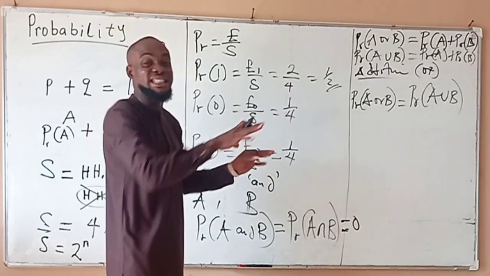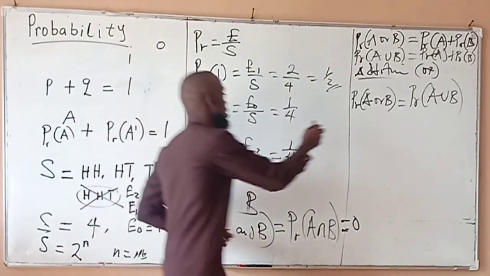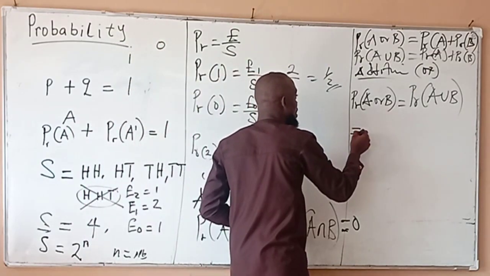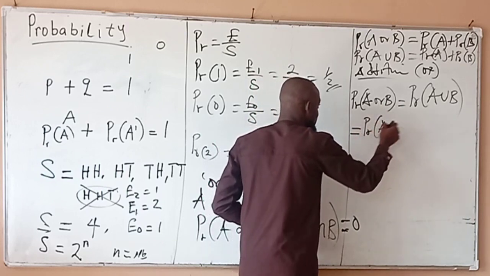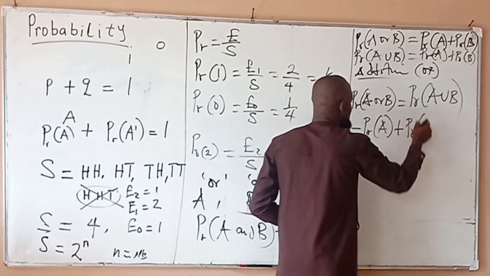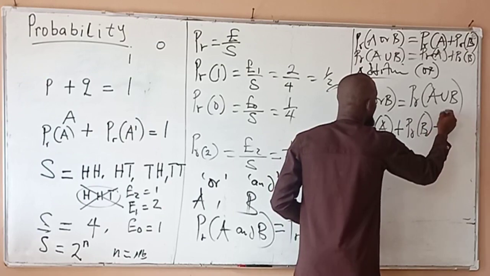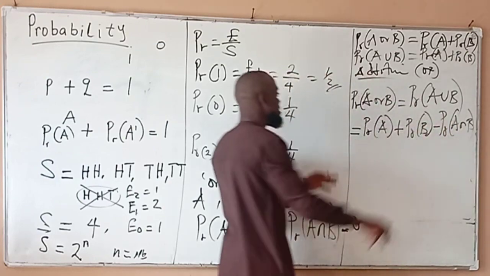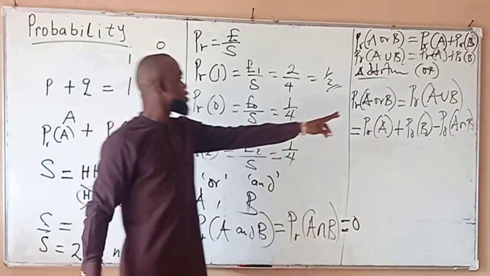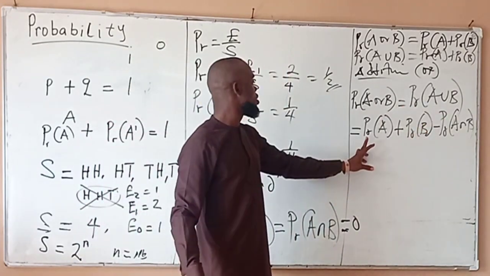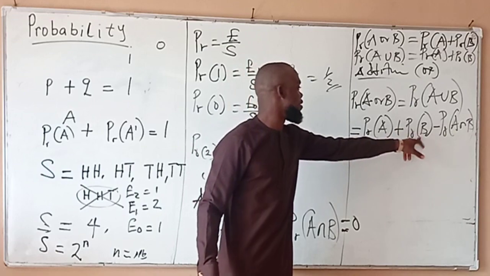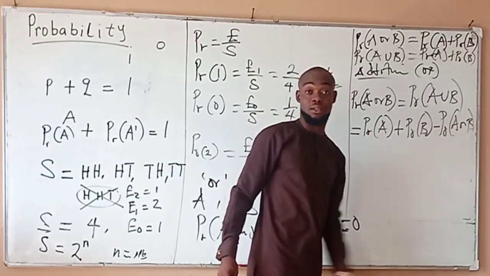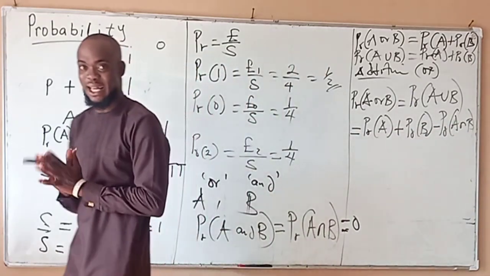Let me give you how to quote it generally, the general quotation. The probability of A union B must be equal to probability of A plus probability of B minus probability of A intersection B. This is how to quote the general addition law. Probability of A or B must be equal to probability of A plus probability of B minus probability of A and B. This is how to quote it generally.